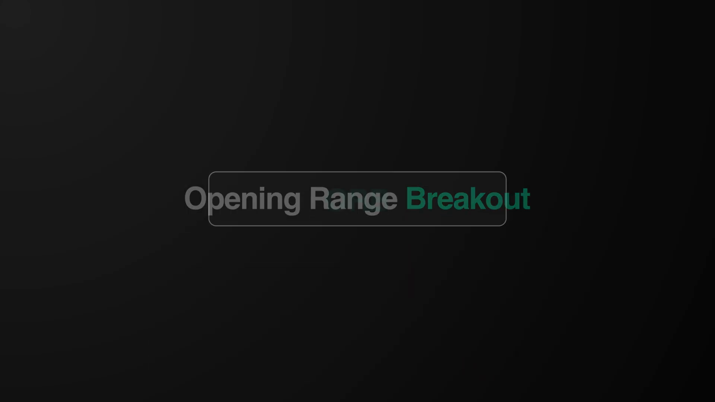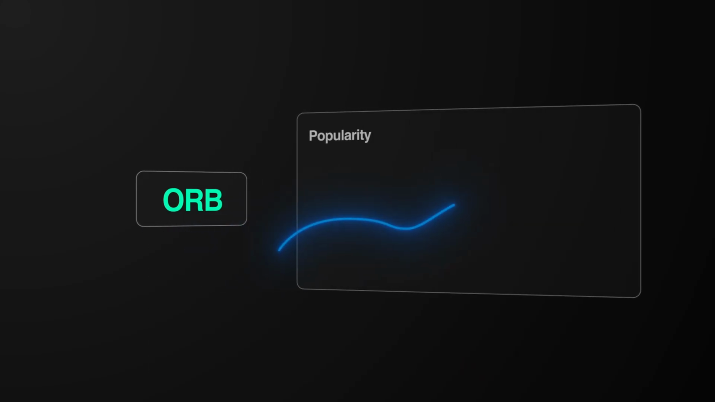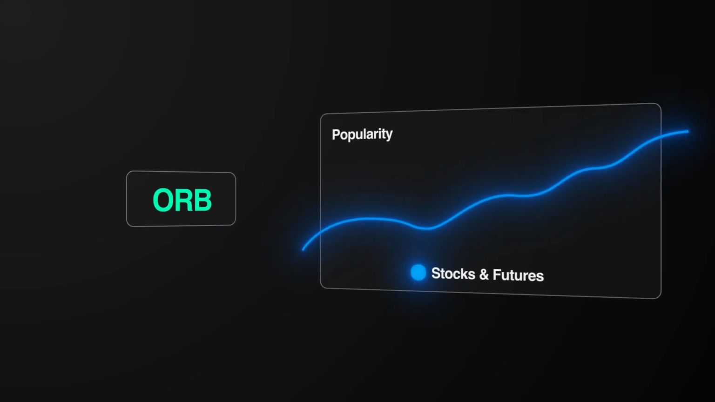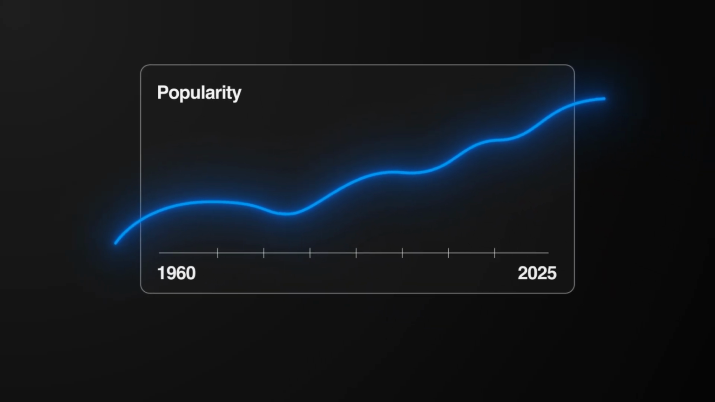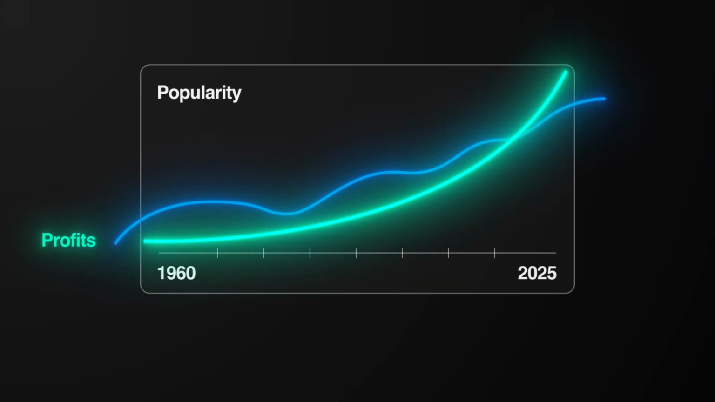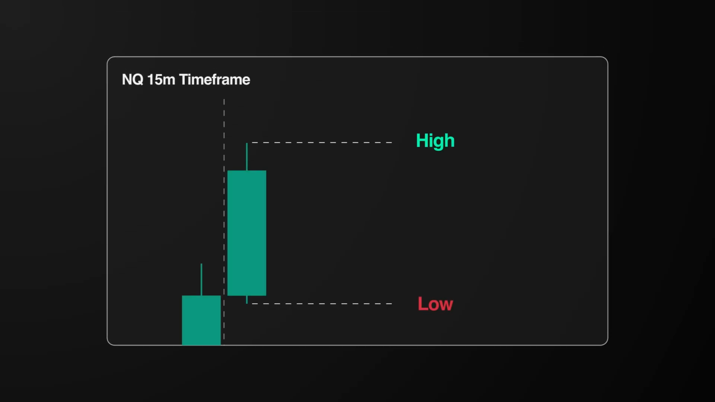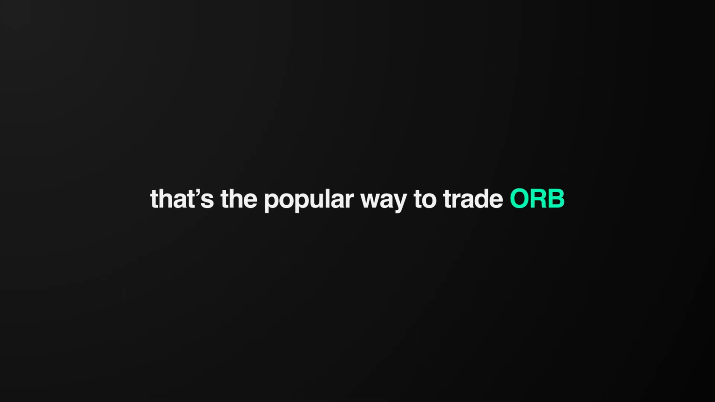Opening range breakout, or ORB trading strategy, is one of the most popular trading strategies for stocks and futures. This strategy has been used for decades and is one of the most tested and proven strategies that there is. The strategy is very simple. All you have to do is mark out the highs and lows of the first 15-minute candle during market open and wait for a breakout of either side of that 15-minute candle. Now, that's the popular way to trade ORB, or the opening range breakout.